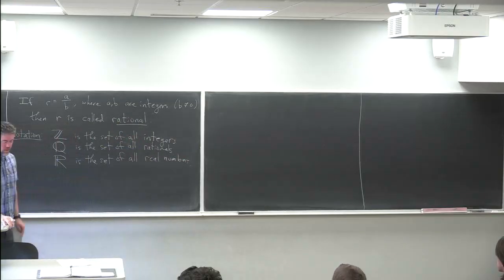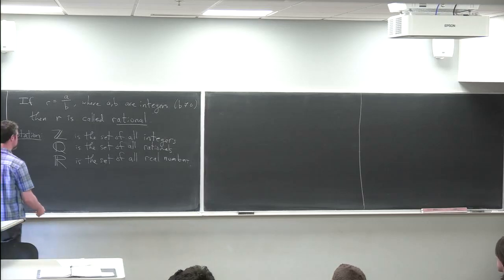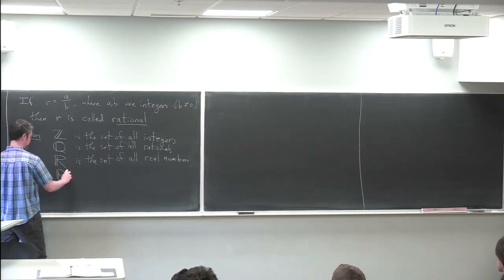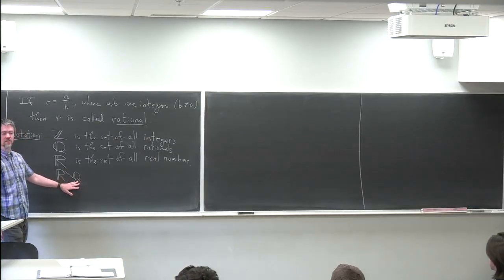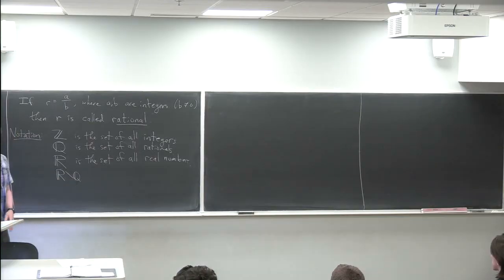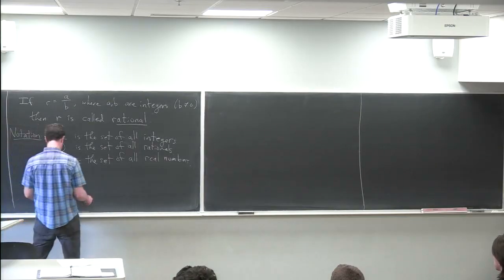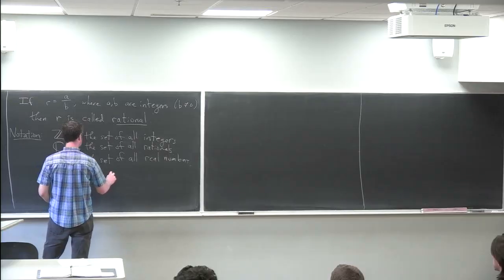Okay, and then we'll be talking about irrational numbers. These are real numbers that are not rational. So in terms of set notation, that's represented by this. This is supposed to mean you take the set of all real numbers and then take away all the elements that are in this set. And so what remains are just the irrationals. So that's just a way to describe the set of irrational numbers.